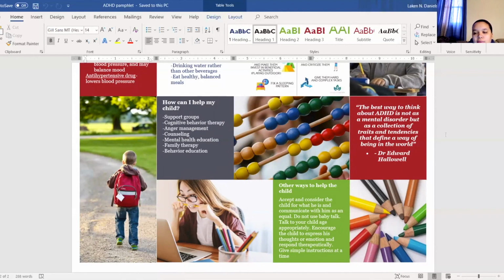And then we have another quote. The best way to think about ADHD is not as a mental disorder, but as a collection of traits and tendencies that define a way of being in the world.